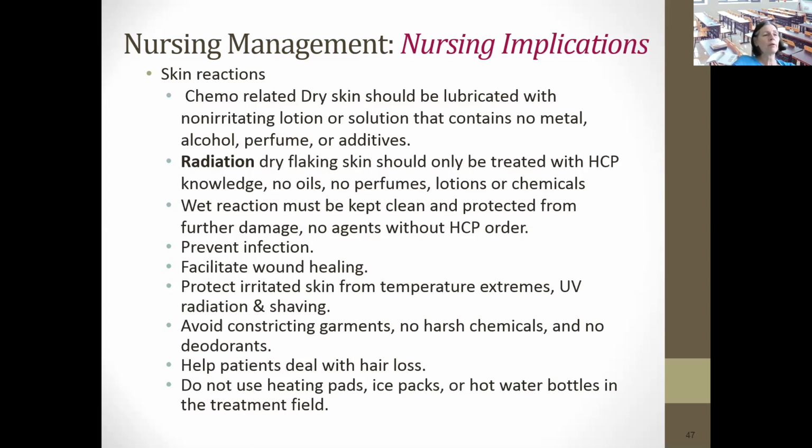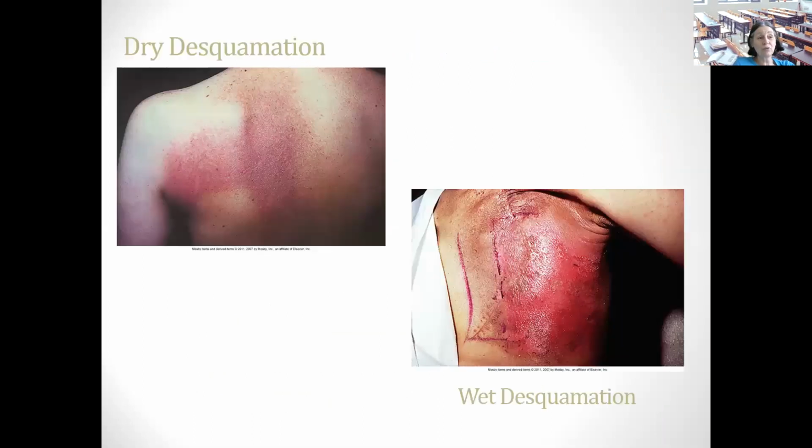You want to eat foods that are going to facilitate wound healing, A, D, E vitamins, along with high calories, high protein, adequate complete fats, because cell membranes are made up of fats and proteins. No constricting garments, no belts, nothing to cut off perfusion to any of the skin, no deodorants on the skin, no heating pads, no ice packs, no hot water bottles anywhere near your treatment field where you're getting radiation. It will just further irritate that skin and cause further breakdown.